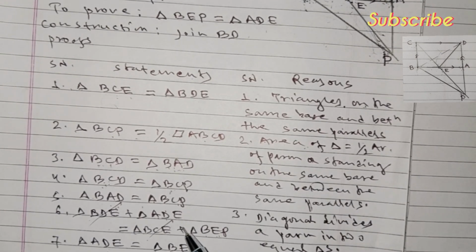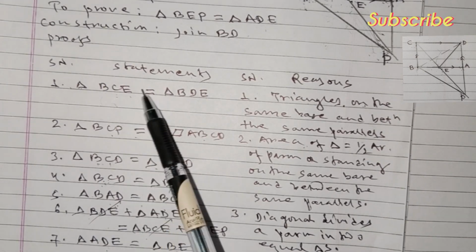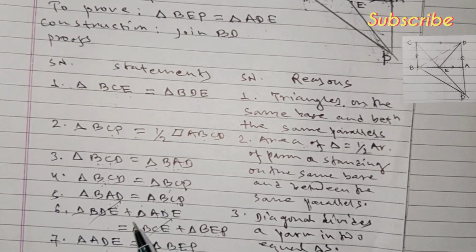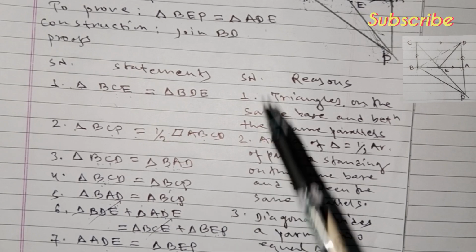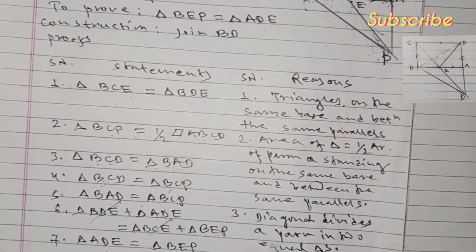So in statement number 6, we have divided triangle BAD and BCP into triangles. Triangle BDE and triangle BCE, they are equal in statement number 1. So we can cancel equal triangles on both sides of statement number 6. Then we have got triangle ADE is equal to triangle BEP, which is the proof of this theorem.